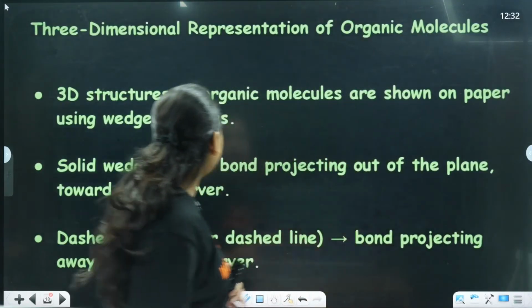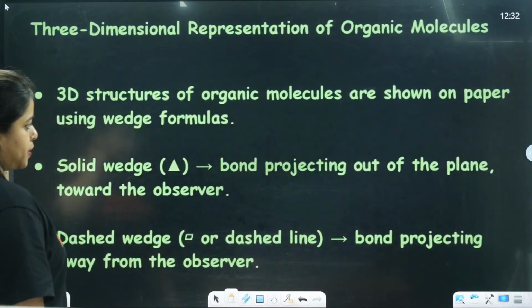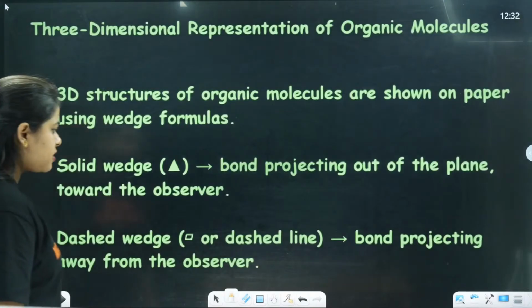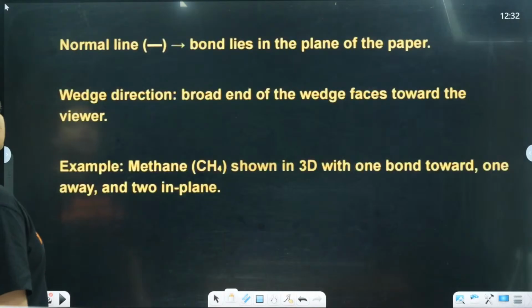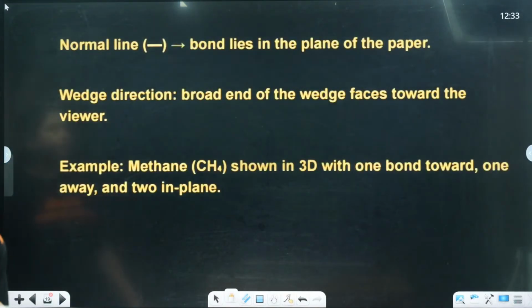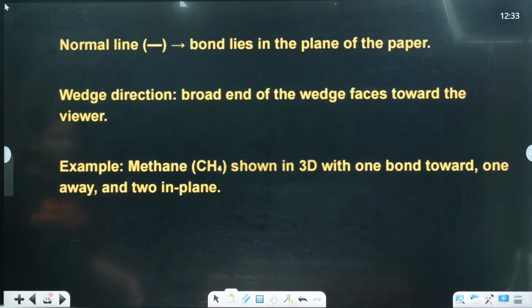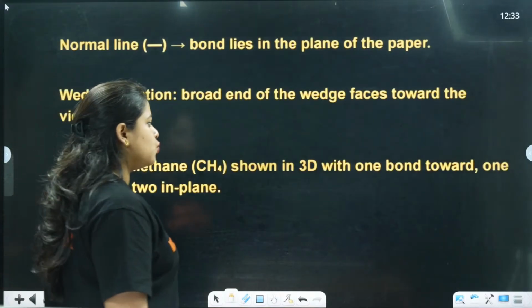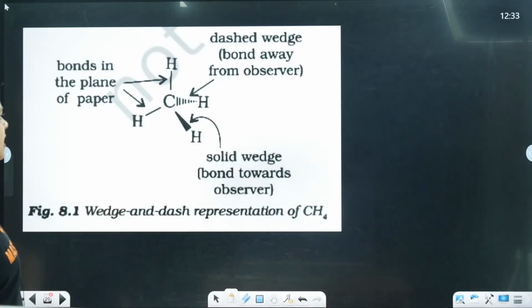Okay, now next comes what? Solid wedge, that is a bond projecting out of the plane towards the observer, and dashed wedge or dashed line bond projecting away from the observer. Clear? Next, a normal line bond lies in the plane of the paper. If the wedge direction is there, the broad end of the wedge faces towards the viewer. Example, methane CH4 is shown in 3D with one bond towards, one away, and two in the plane. Clear? So this is our 3D structure.